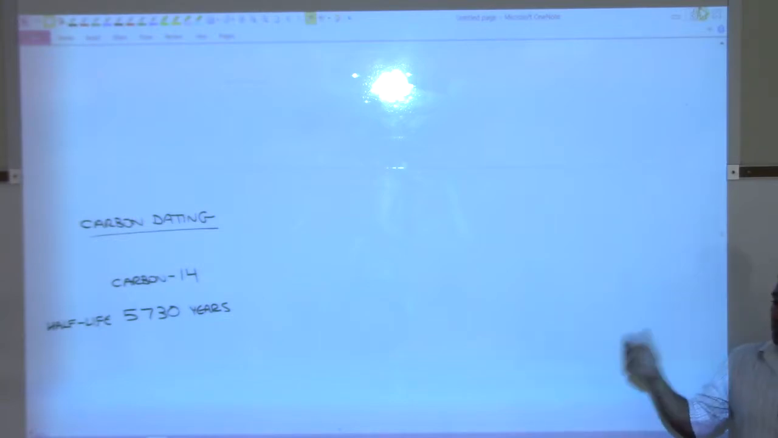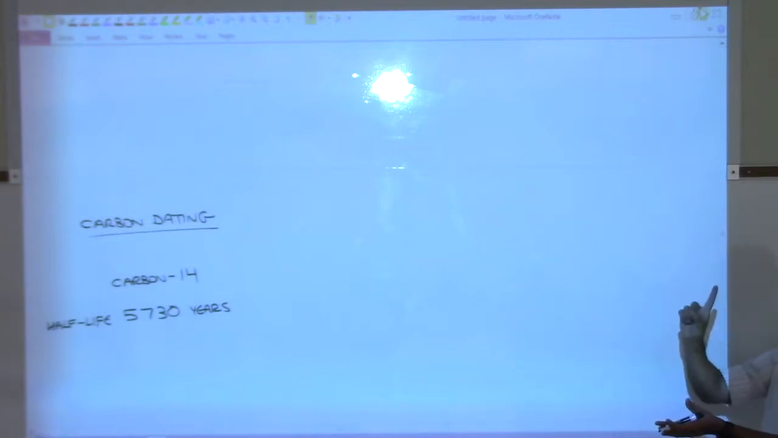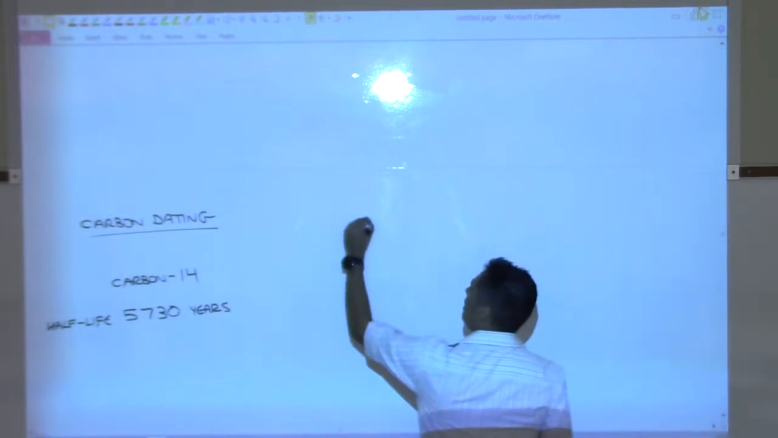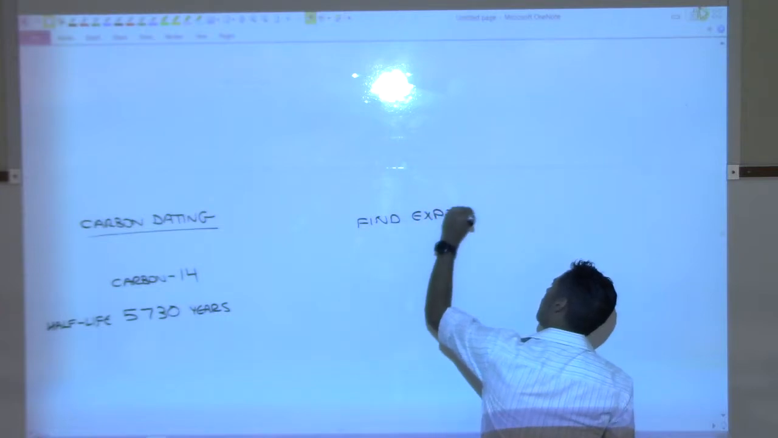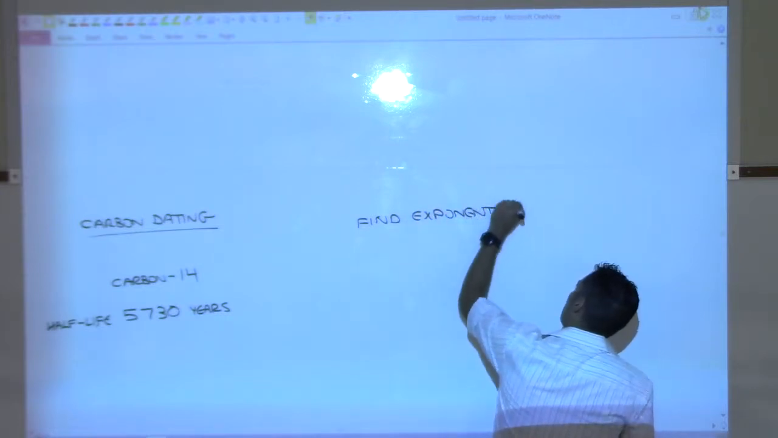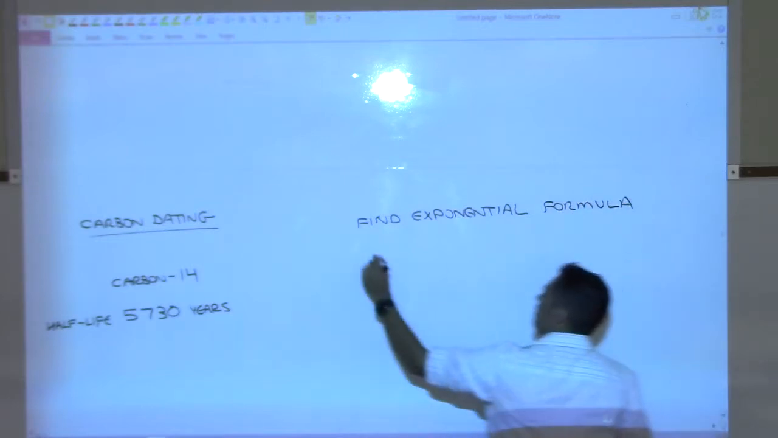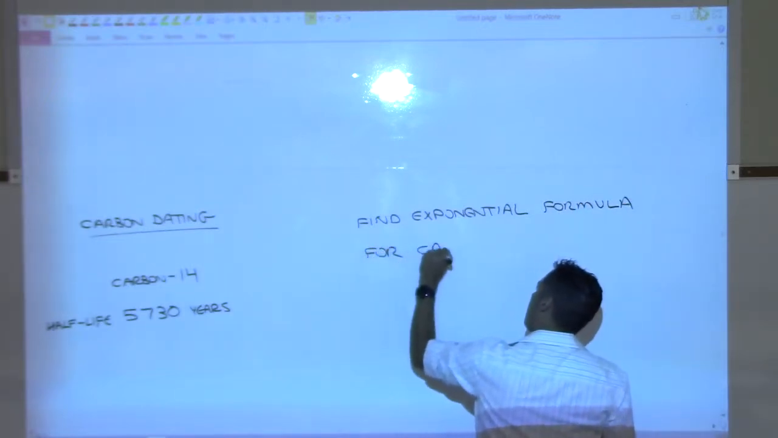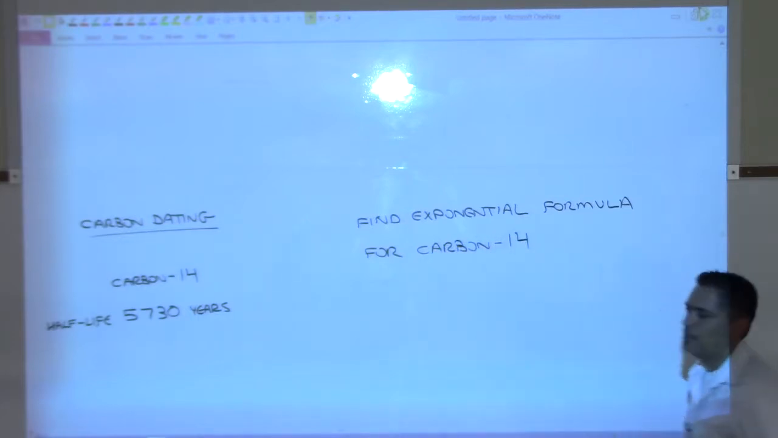So let's do this. Let's just first answer one question. What is the master formula for carbon-14 dating? What is the exponential formula that is used for this? Okay? That's the first question. So find the exponential formula for carbon-14.